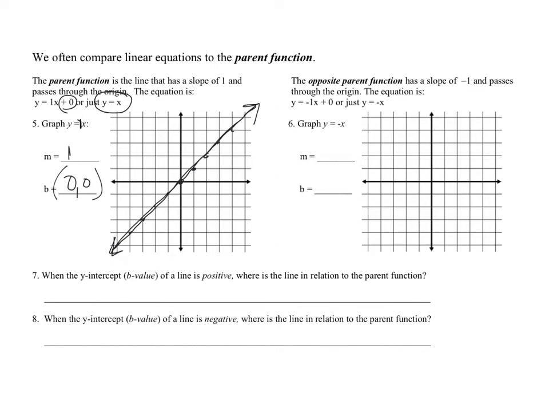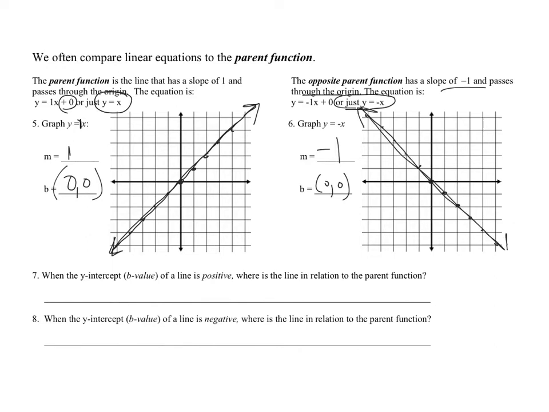So now let's look at the opposite of that. The opposite of the parent function would be a line that has a slope of -1 and passes through the origin. So that equation would be y equals -1x plus 0, but the simplified version would just be y equals -x. So the slope would be -1, and again, the y-intercept would be 0, 0. So again, we would start at 0, 0, but now we're making it negative. So it's going to go down 1 to the right 1, down 1 to the right 1, down 1 to the right 1, or the opposite of down and to the right is up and to the left. So then we have this line that goes in this direction.